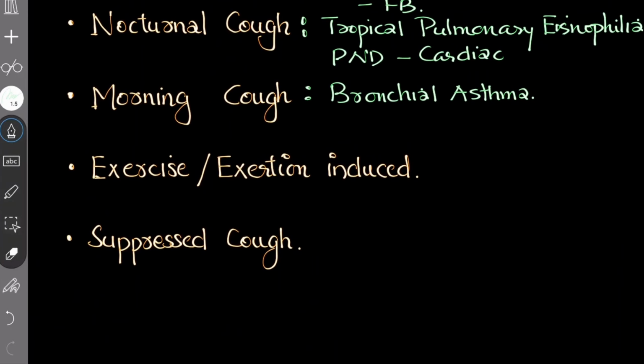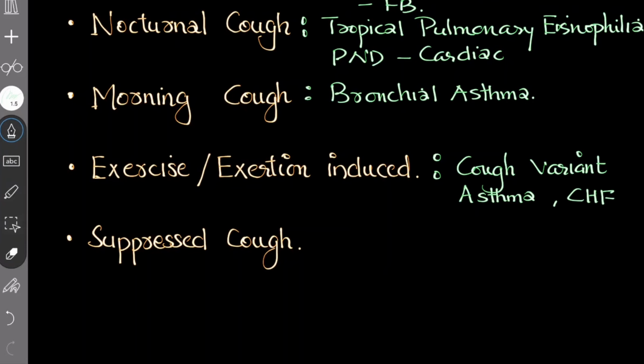Exercise-induced or exertion-induced cough is exercise-induced asthma, or we can say it's a cough variant of asthma, or it occurs in congestive heart failure. Suppressed cough we see in case of Mycobacterium avium infection in HIV patients whose CD4 count is less than 50.